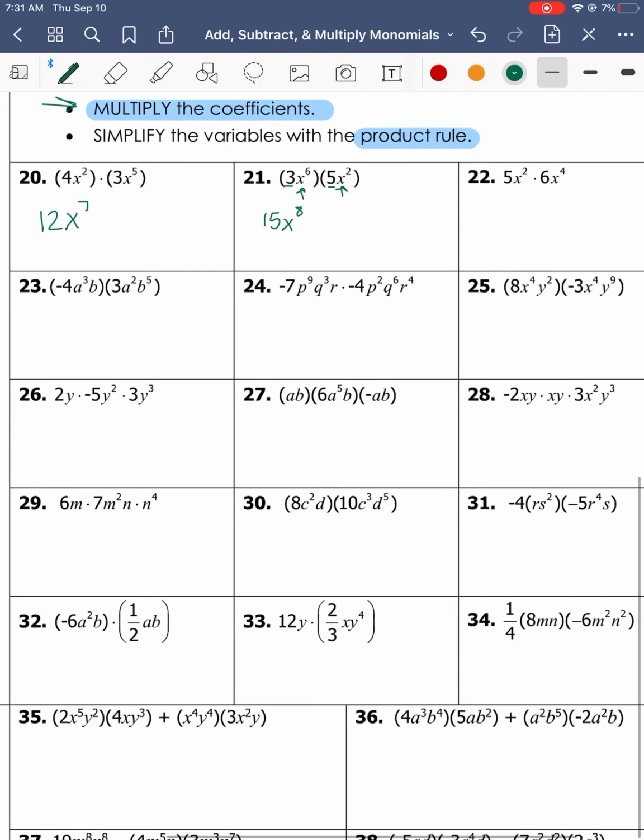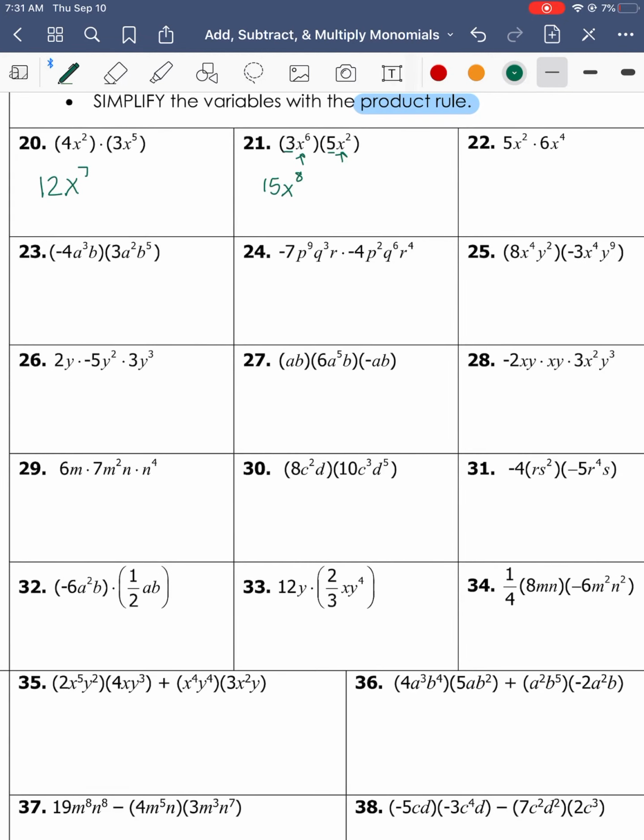Okay, so go ahead and try these on your own. As you can see, it gets a little bit more complicated, but if you just keep track of what you're doing, multiply the numbers first, and then multiply the variables.